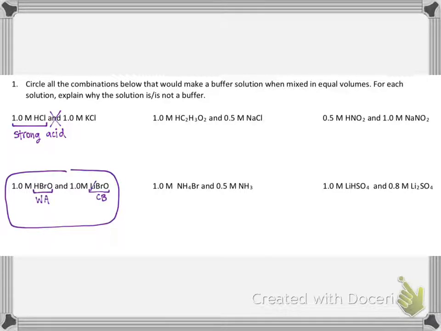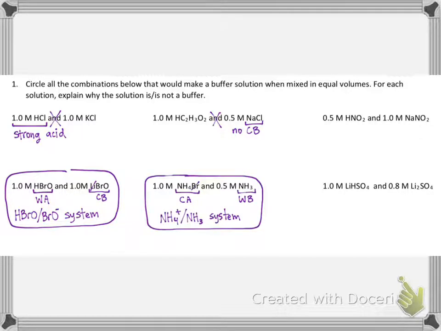Well, the first one can't be a buffer. That's a strong acid. But the one below it is a buffer because you've got the weak acid hypobromous acid, and then you've got the hypobromite ion. The next one on the top can't be a buffer. You do have a weak acid, but you don't have the conjugate base. But the system below it is definitely a buffer. You have a weak base and its conjugate acid.